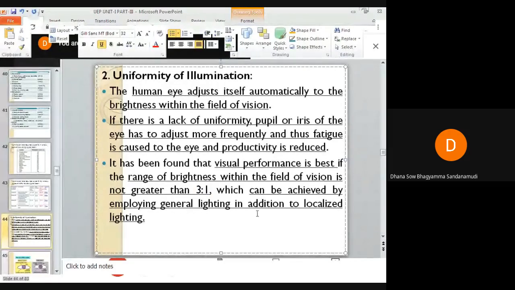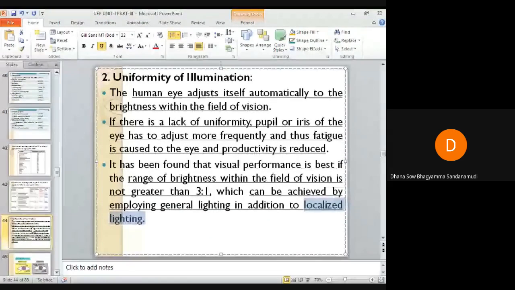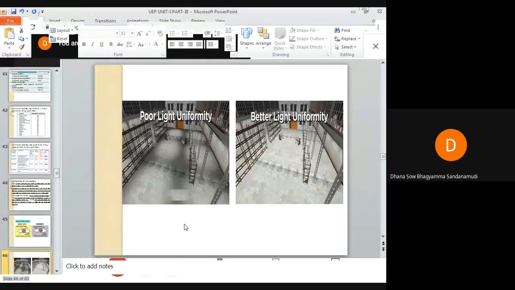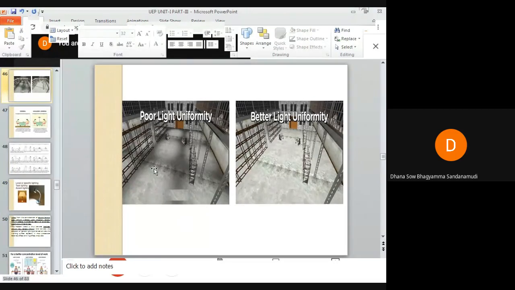This can be achieved by employing general lighting in addition to localized lighting. So what is this general lighting? What is this localized lighting? I will explain. What you can understand from this slide is that in order to have a good vision, along with the general lighting, we need a localized lighting. You can see poor lighting here, and you can see a better lighting. Some people are working here, maybe. I can't even see these people clearly. So this is the darker one.